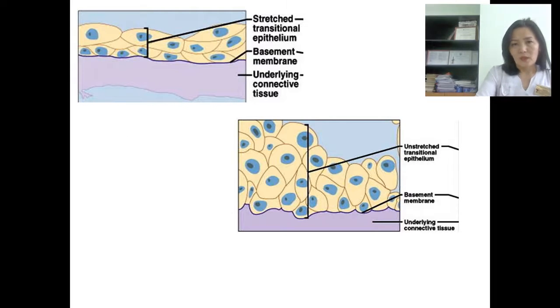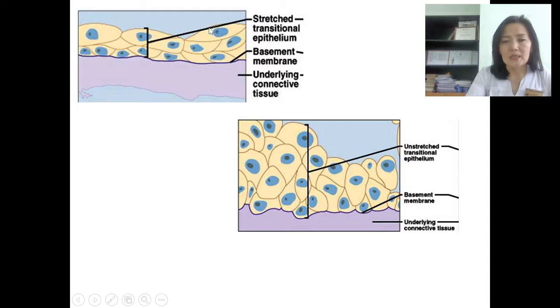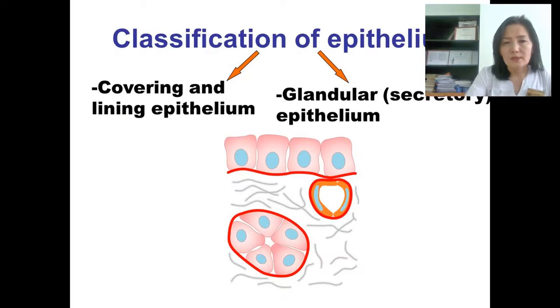Okay. Example, this is a stretched transitional epithelium. And this one is unstretched transitional epithelium. Second main type of epithelium, glandular epithelium.